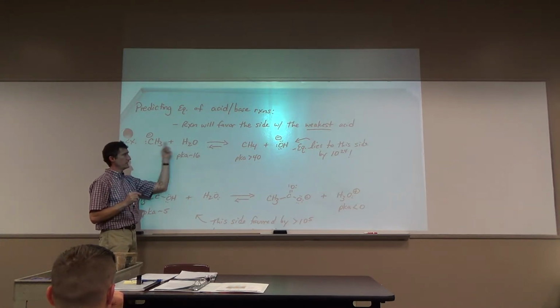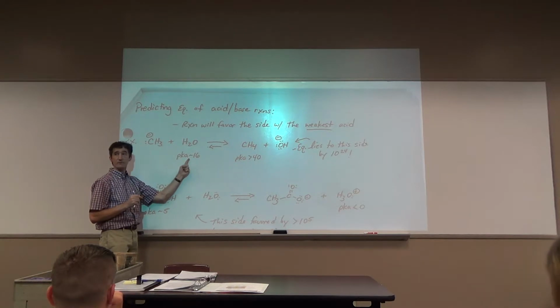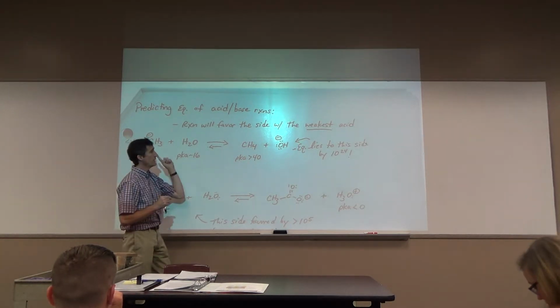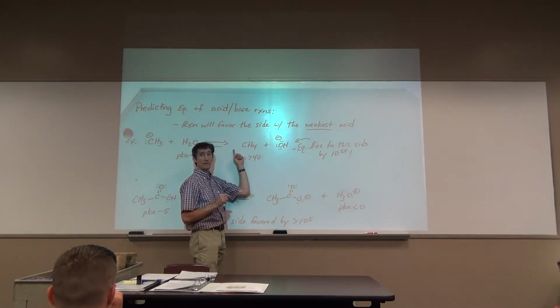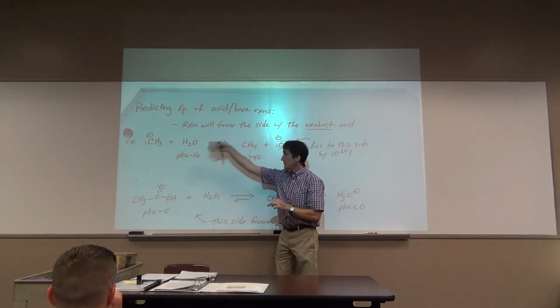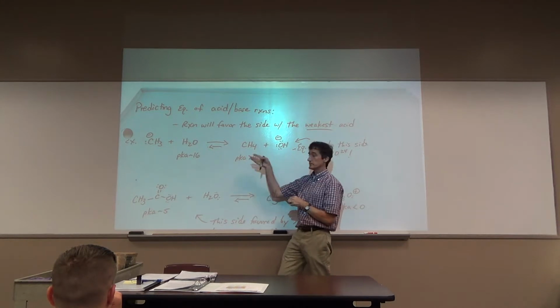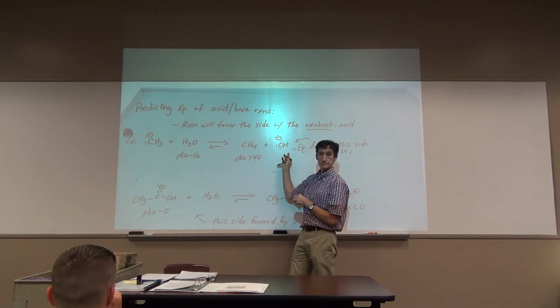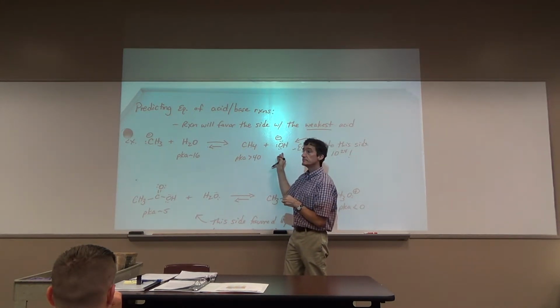What's the acid on this side? Water. And we give a pKa for that acid. Okay? What's the acid on this side? Or you can call it the conjugate acid. But if you were over here and you went that way, then this would be the starting point. So it's, what's the acid over here? Oh, CH4. Methane. Okay?